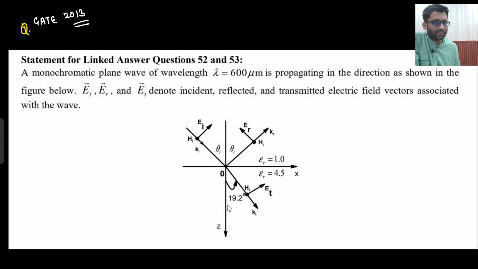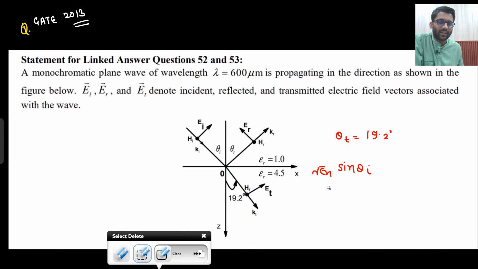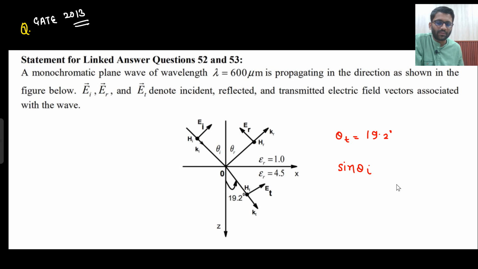So the angle of transmission is given. What that means is that theta t is given, which is 19.2 degree. So what we can do, we can apply Snell's law. What Snell's law will say is sine theta I under root epsilon r1, under root epsilon r1 is 1 only, so that I am not writing. So sine theta I is equal to under root 4.5 sine theta t, which is 19.2.